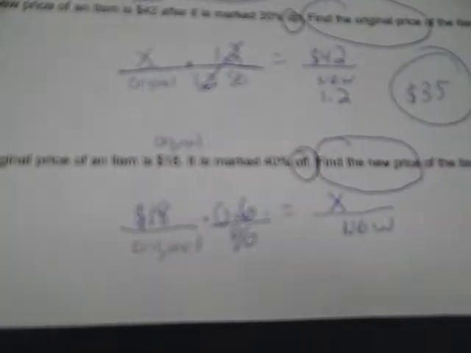Okay, so let's just find the new price. The new price I don't know. And then the original price is $18. So the percent, we take 100% minus 40%, and that's 60%. Okay, now that needs to be divided by 100 so I can put it into the equation. So 60 divided by 100 is 0.6. Okay, and you can just multiply now to find your X. 18 times 0.6, 10.8. Okay, so that means $10.80.